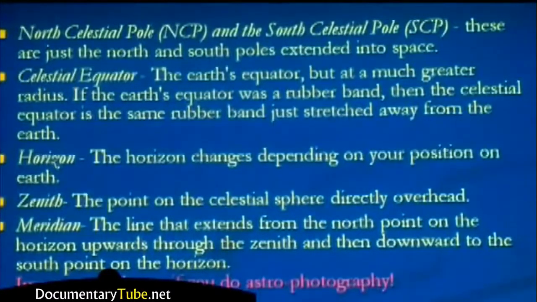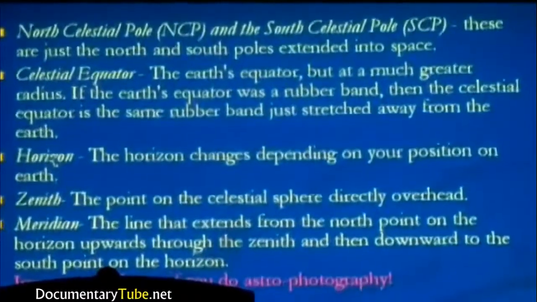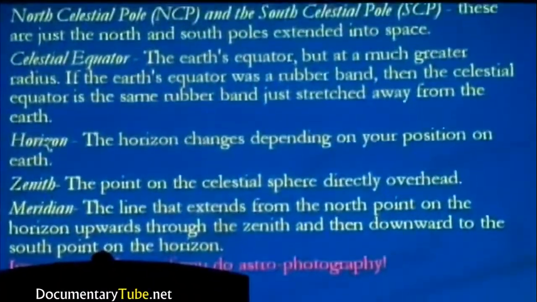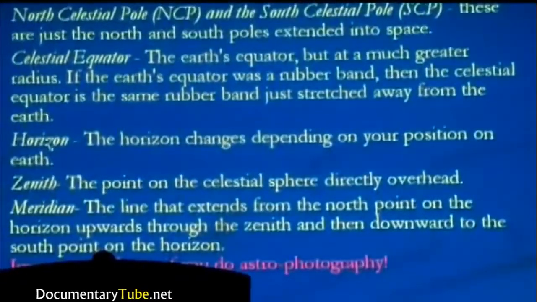So the horizon is very critical for what objects you can see, and the time of night and the time of year that you're trying to observe objects. Zenith is the point directly overhead, the point on the celestial sphere directly overhead. So when we say that an object is at zenith, you can think of it as being exactly 90 degrees above the horizon.